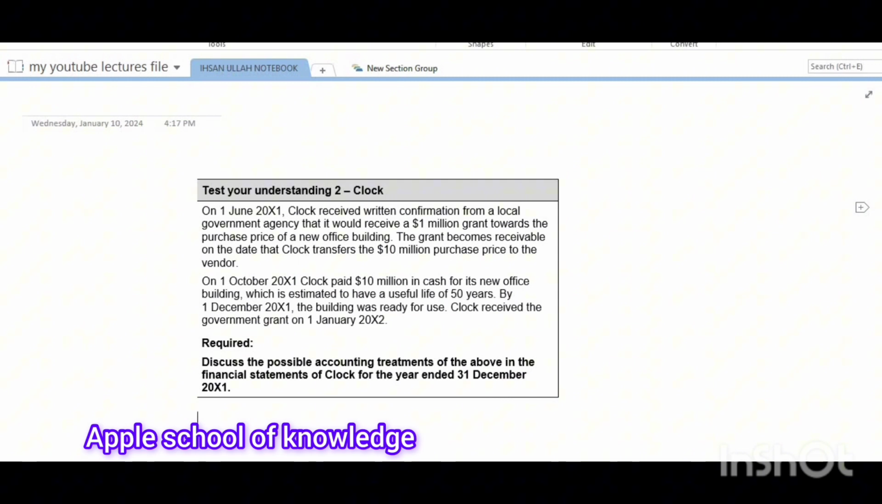This is the question that we have to do. The question is, okay, let me read it. Discuss the possible accounting treatment of the above in the financial statements of Clark for the year ending 31st December 2001.